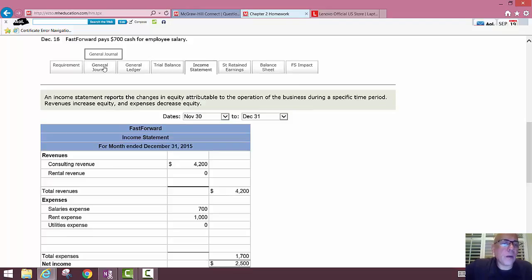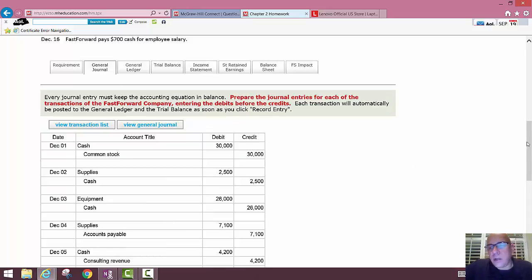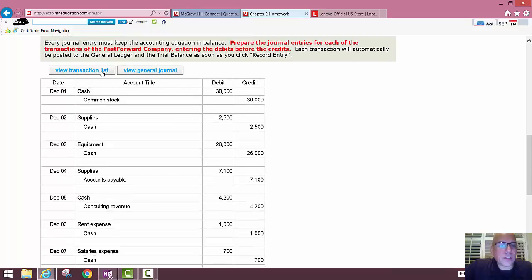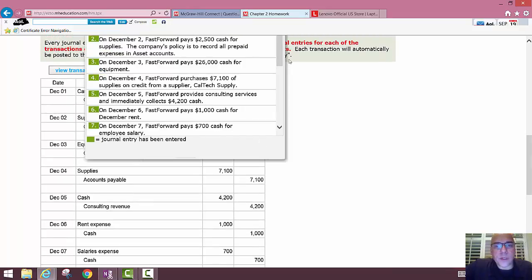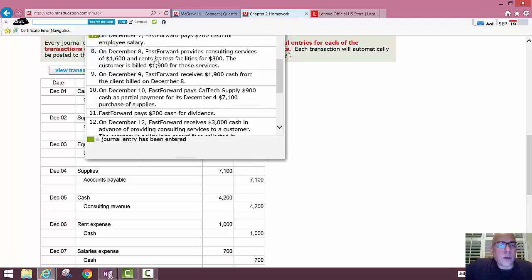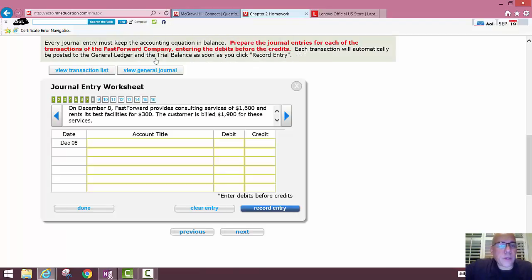Okay? All right, good. So let's go ahead and look back at our journal, and let's do our next transaction. Let's take a look at number 8 here. Let's read in that window there. December 8th, another consulting service costs $1,600, and we also are going to rent out some of our facilities for $300, and the customer is billed $1,900 for these services.